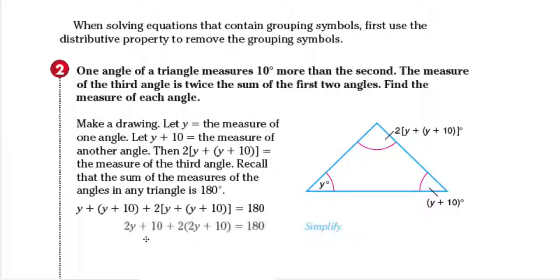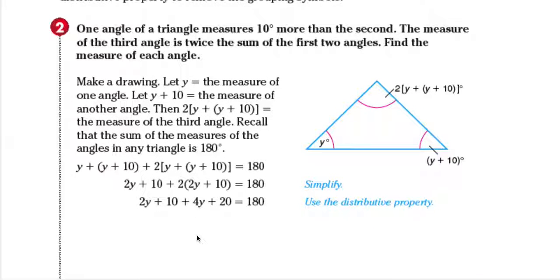Now we have 2y plus 10: we simply added y plus y on the inside of the bracket, and it ends up with 2y plus 10. Using the distributive property even further, you now have 2y plus 10, and we simply copy 2y plus 10. 2 times 2y is 4y, 2 times 10 equals 20, equals 180. So we don't have parentheses now, but we still have like terms. We need to add the 2y and the 4y. Once we add the 2y and the 4y, we end up with 6y.